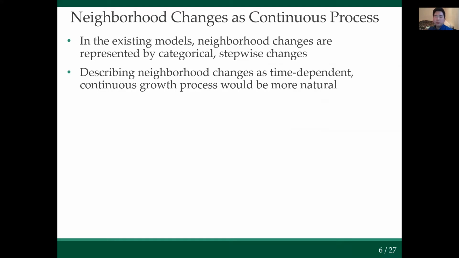However, it is more natural to think that neighborhoods are changing continuously. Even at this time, neighborhoods are changing, and this change proceeds on the time continuum. All neighborhood changes are time-dependent processes, rather than independent from each other, as the Markov chain model assumes. As an alternative to the existing discrete stepwise neighborhood trajectory models, I would like to suggest a model that takes the continuous neighborhood growth process that proceeds on the time continuum.